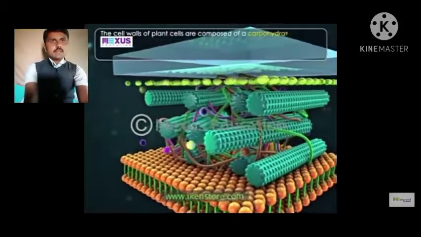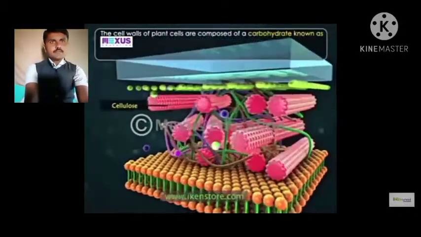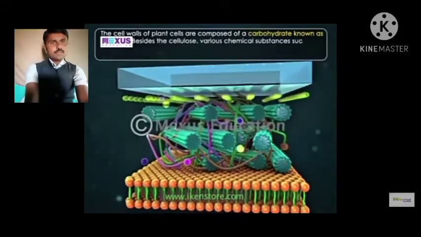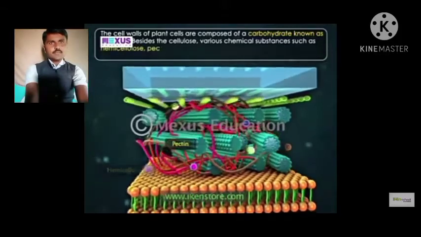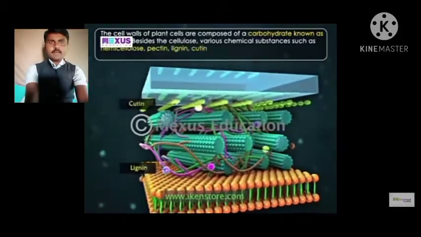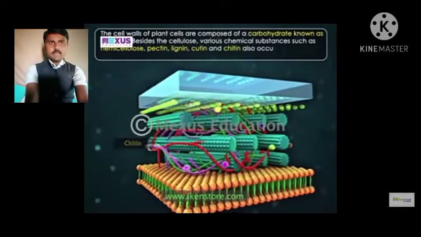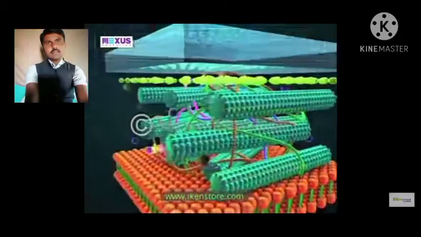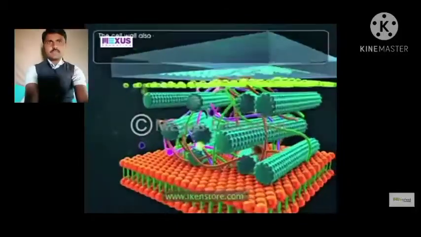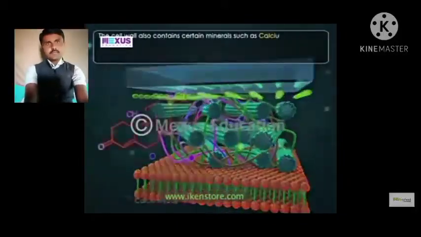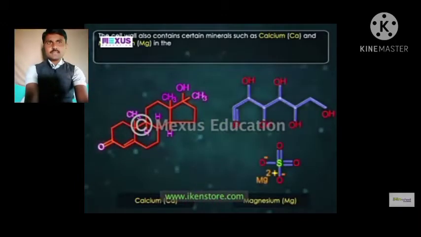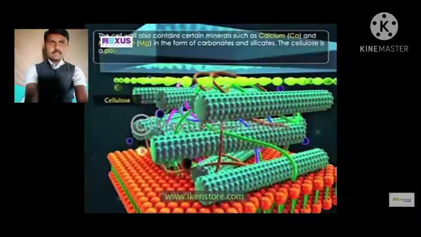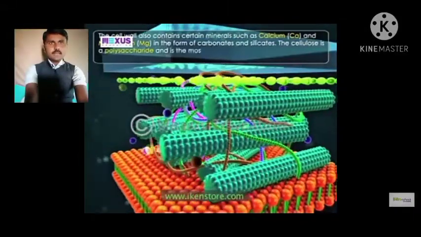Plant cell walls are composed of carbohydrates known as cellulose, and various chemical substances such as hemicellulose, pectin, lignin, cutin, and chitin also occurs along with the cellulose in various types of cells. It also contains certain minerals such as calcium and magnesium in the form of carbonates and silicates. This is the diagram you are observing.